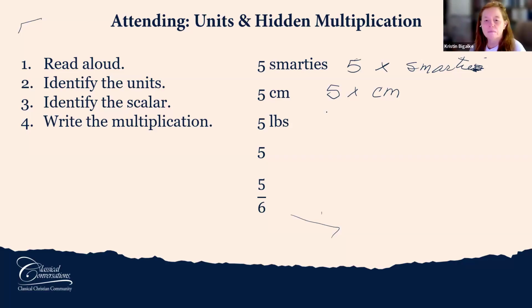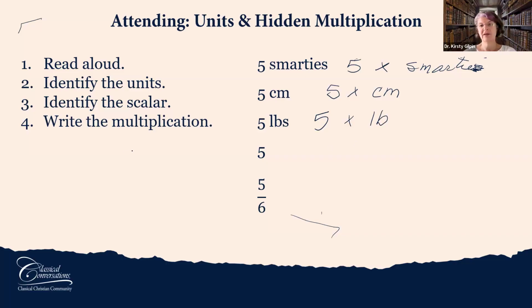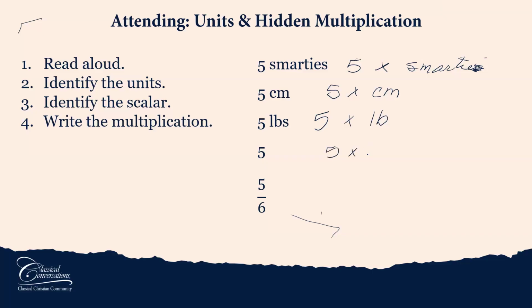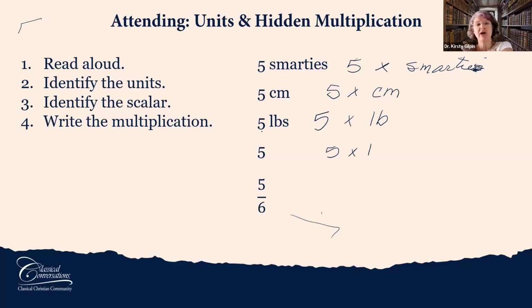5 pounds, so 5 times 1 pound. Good. All right, the next one's the hard one. What's the unit? Now, I could make an argument that I have 1 fifth, but usually if I have 1 fifth, I'll write it differently. So I would say here, this is 5 ones, so I have 5 times 1. And then how about our last one? 5 times 1 sixth. Yes, 1 sixth is the unit.